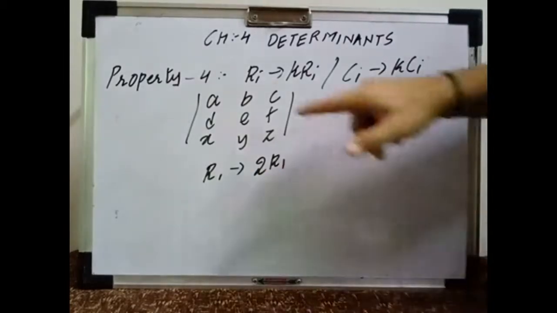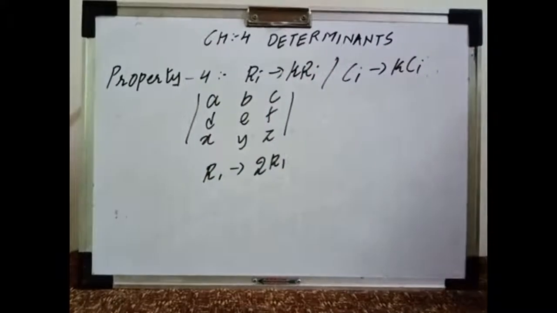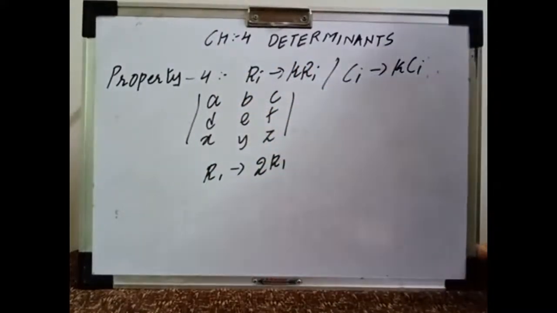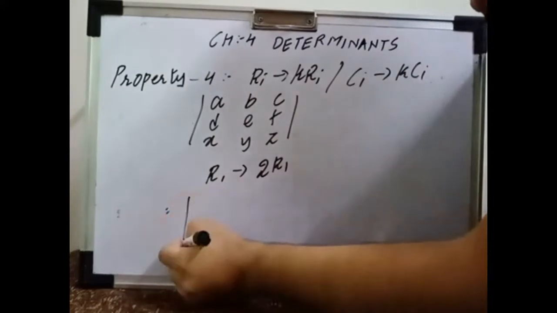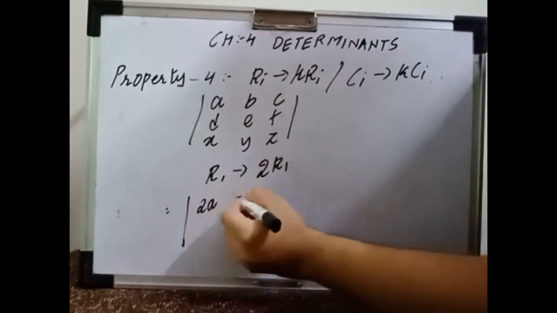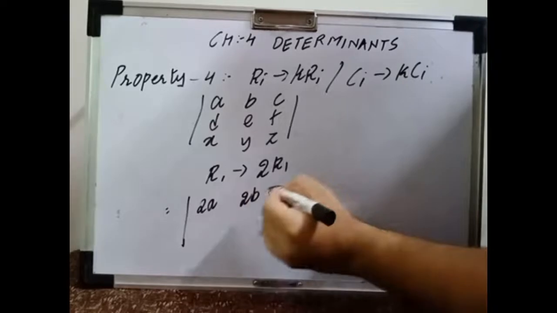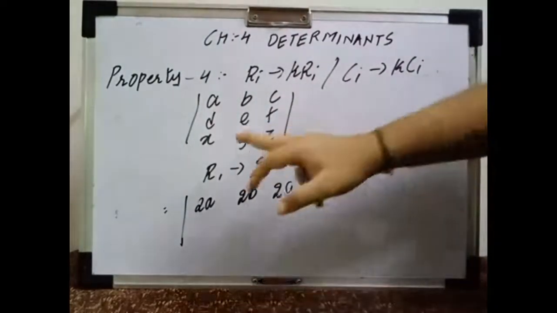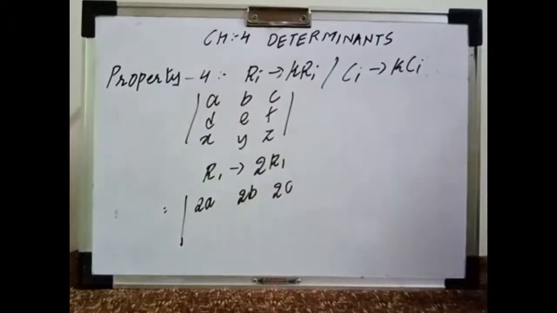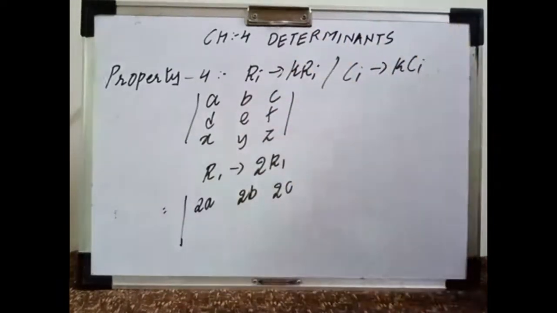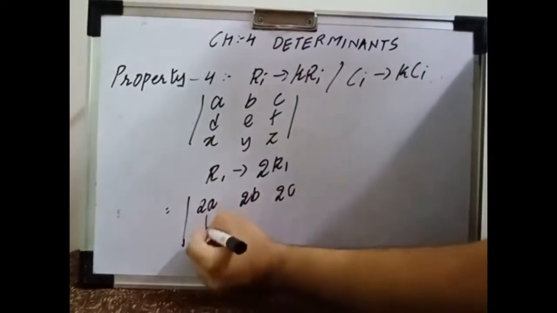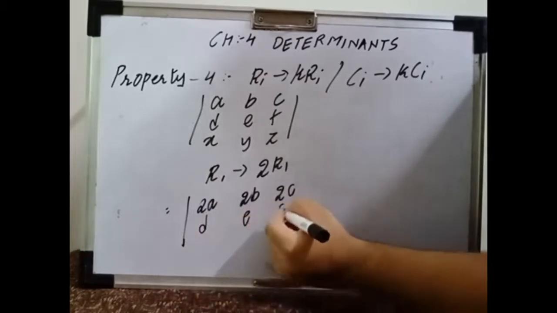So your old row 1 is ABC. You multiply that old row 1 by 2 and you will get your new row 1, that is 2A, 2B, 2C. Mind well that the instruction is given only for row 1, therefore only row 1 will change. Row 2 and row 3 will be unaltered. They will be the same.